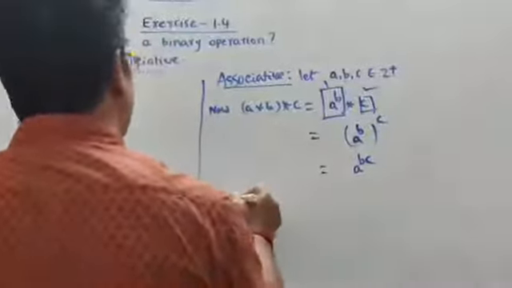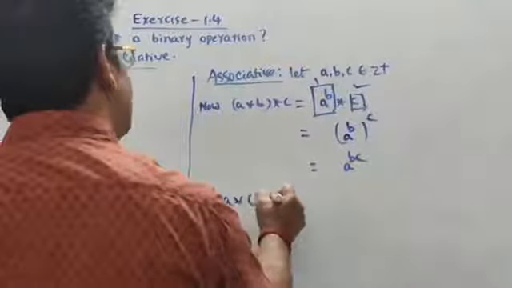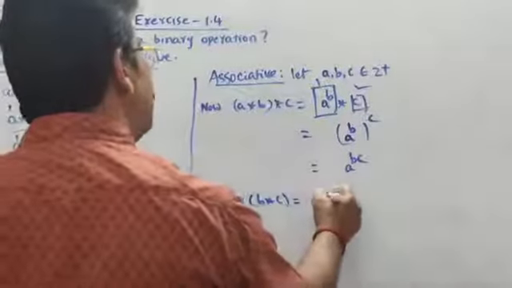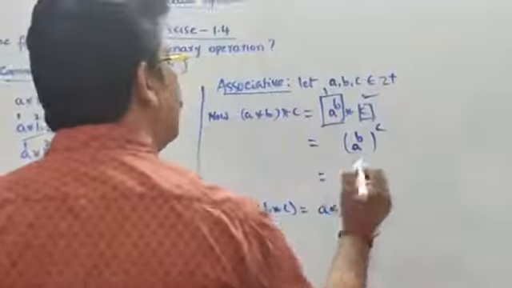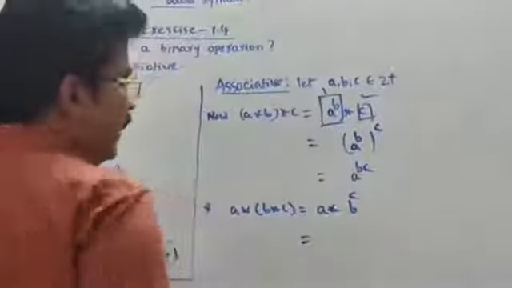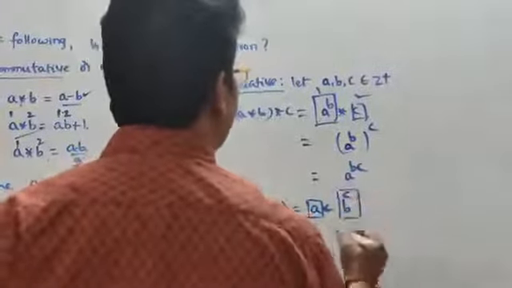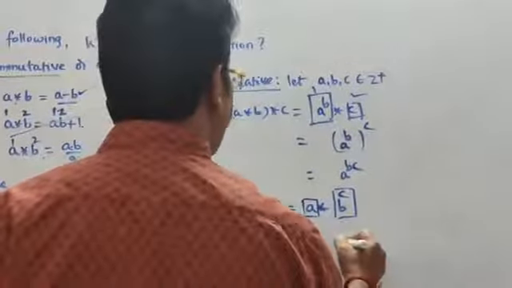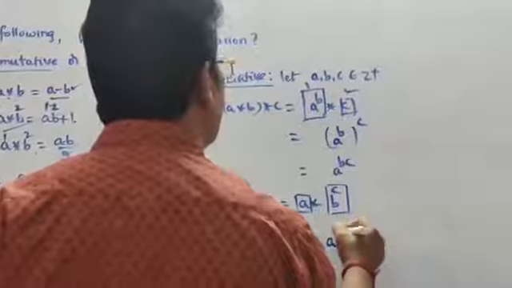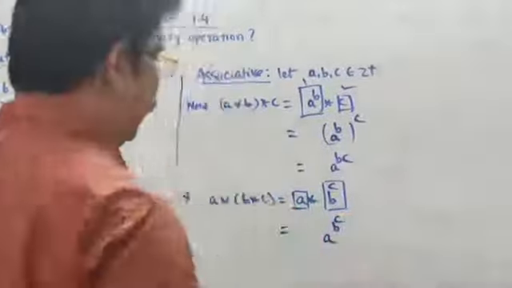Next, a star (b star c) is equal to a star, first element, whole to the power of c, the second element. Now this one is the first element, this one is the second element. So first element to the power of second element.